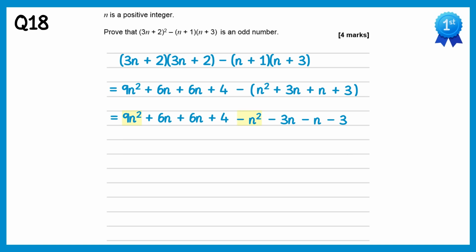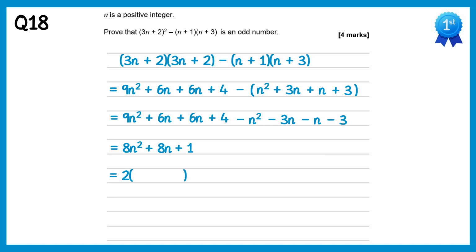So we have 9n squared take n squared, that's 8n squared. We've got 6n plus 6n take 3n take 1n, and that gives you plus 8n. And then 4 take away 3 is plus 1. What we're now going to do is factorise 2 out of the first 2 terms.